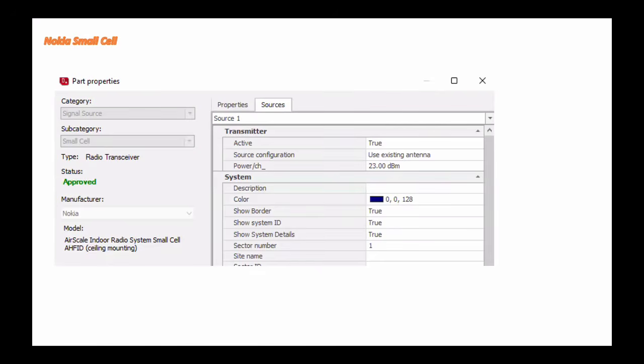And here I'm showing the actual distribution of Nokia AHFID small cells in IBWave. On the left, we can see the manufacturer is Nokia. The device type is radio transceiver and the model is AirScale indoor radio system small cell AHFID, configured for ceiling mounting. On the right, under the sources tab, we configure the transmitter parameters. In this example, the power per channel is 23 dBm.